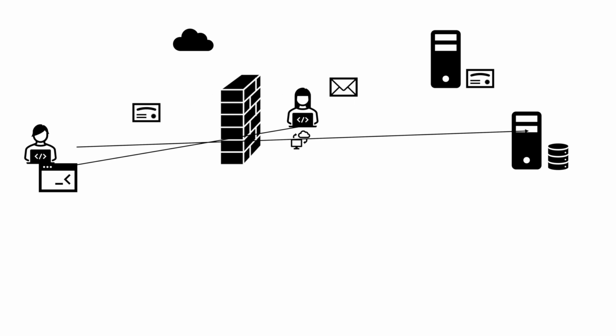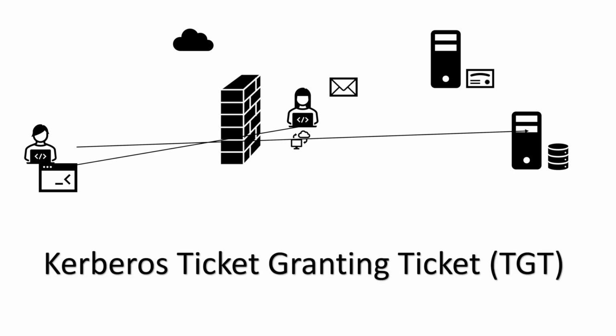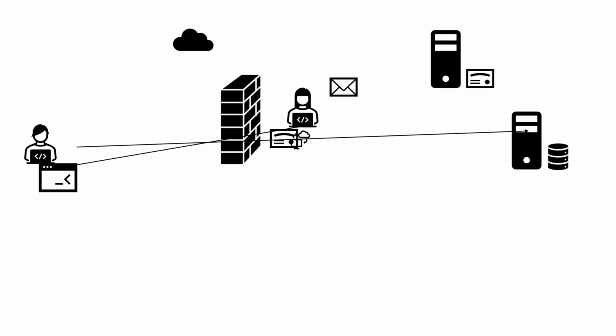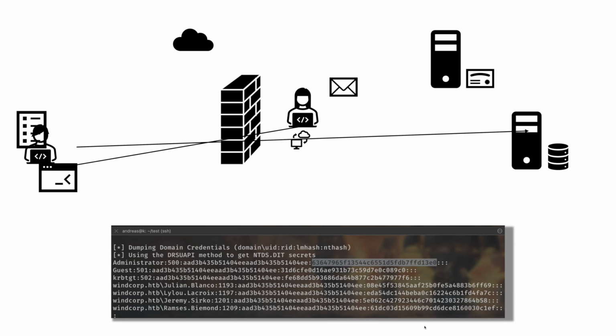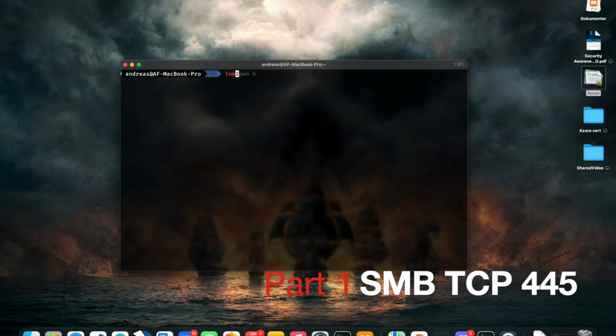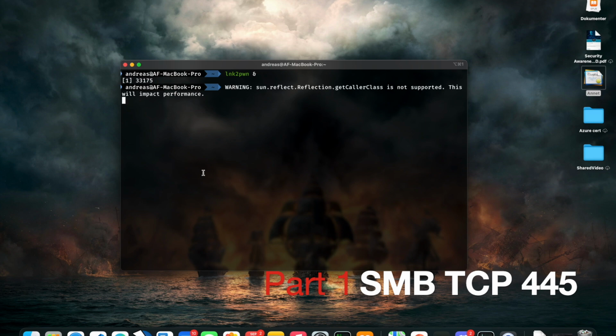The attacker will then get a certificate and can act as a domain controller and ask for a ticket granting ticket. He will receive a ticket granting ticket when he authenticates with the certificate, and he will use the ticket granting ticket to do a DCSync. He will then receive all the usernames in the domain with their NT hashes. I will now show this attack in detail.